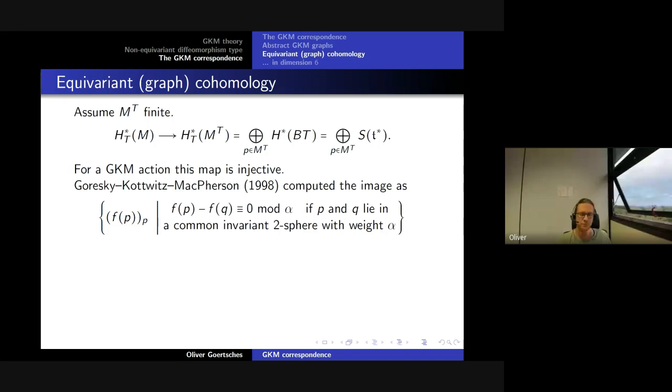Alpha is a linear form on T, is also an element here. Then I ask that this difference here is divisible by this linear form, right? This is the only side condition that I have here. So this computes explicitly the equivariant cohomology as an algebra over the polynomial ring in terms of the GKM graph.